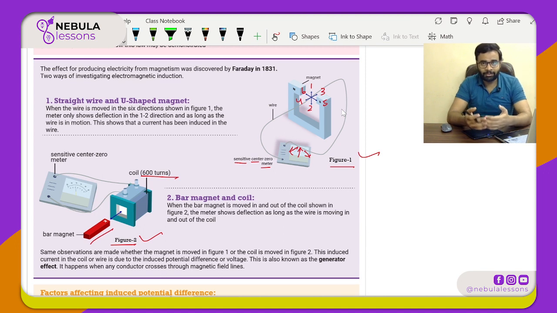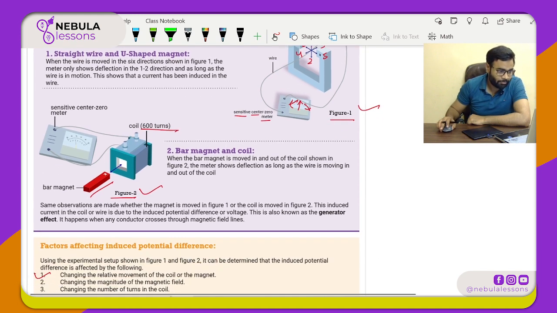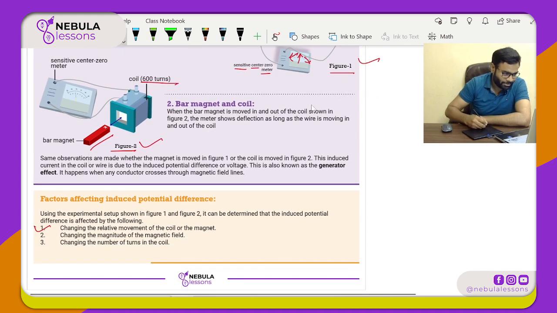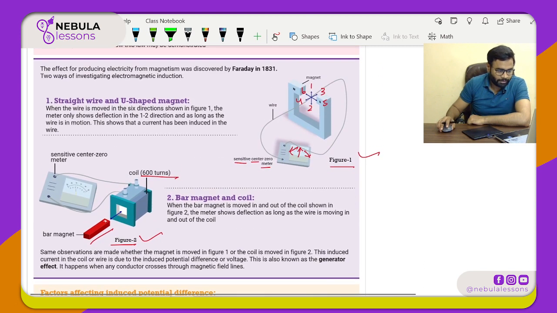So a stronger magnet will be producing more magnetic field lines, and the change will be more, due to the relative movement of the coil and the magnet. So a stronger magnet will be producing more induced EMF. So the second factor is changing the magnitude of the magnetic field. The third factor is the number of turns in the coil.